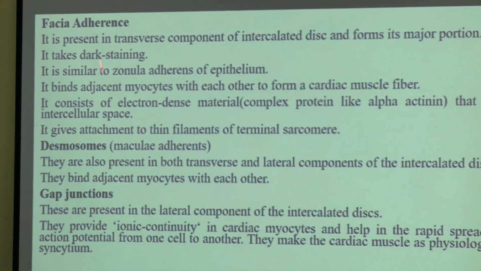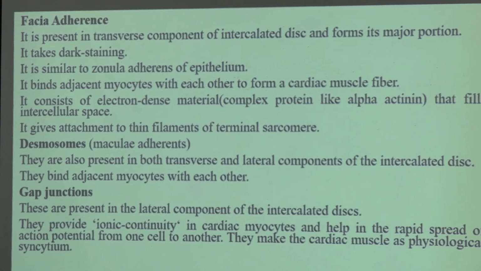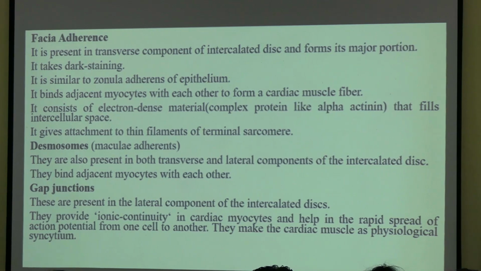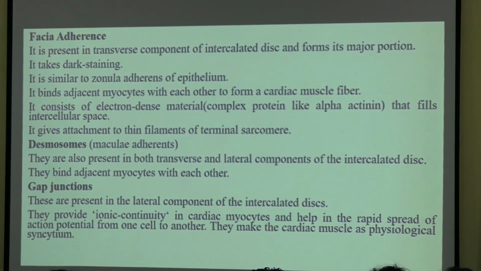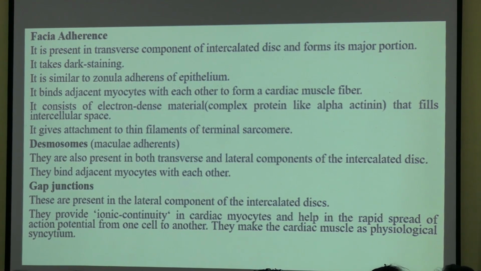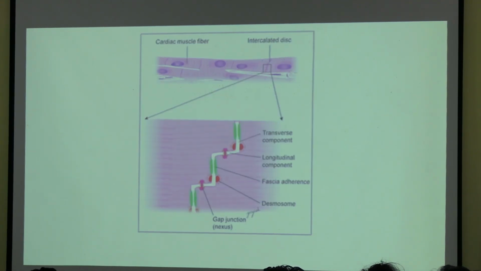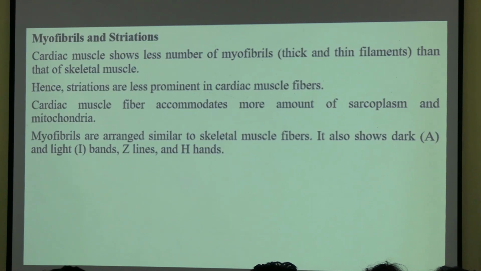Okay, so fascia adherens, desmosomes and gap junctions, these are present. Just now I have shown it. This thing you have not studied in physiology? Yes, I know you have studied it in physiology. So go through it. I am not discussing it in the class because we have to study the trachea also.